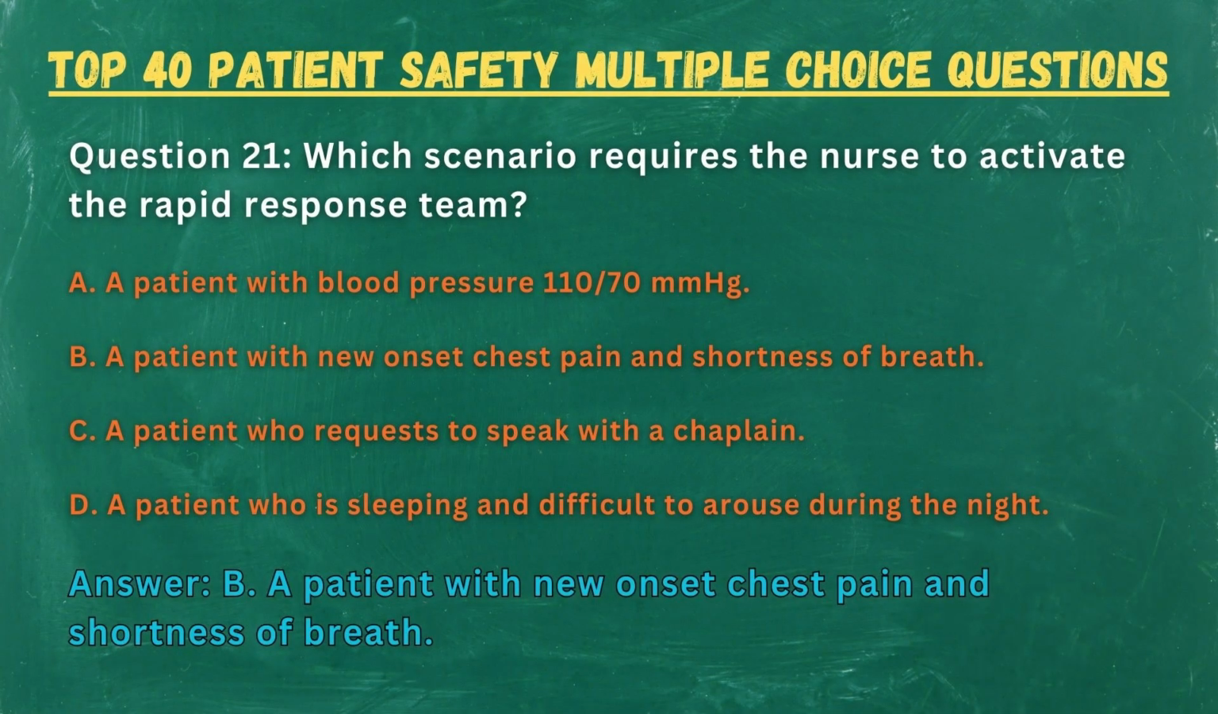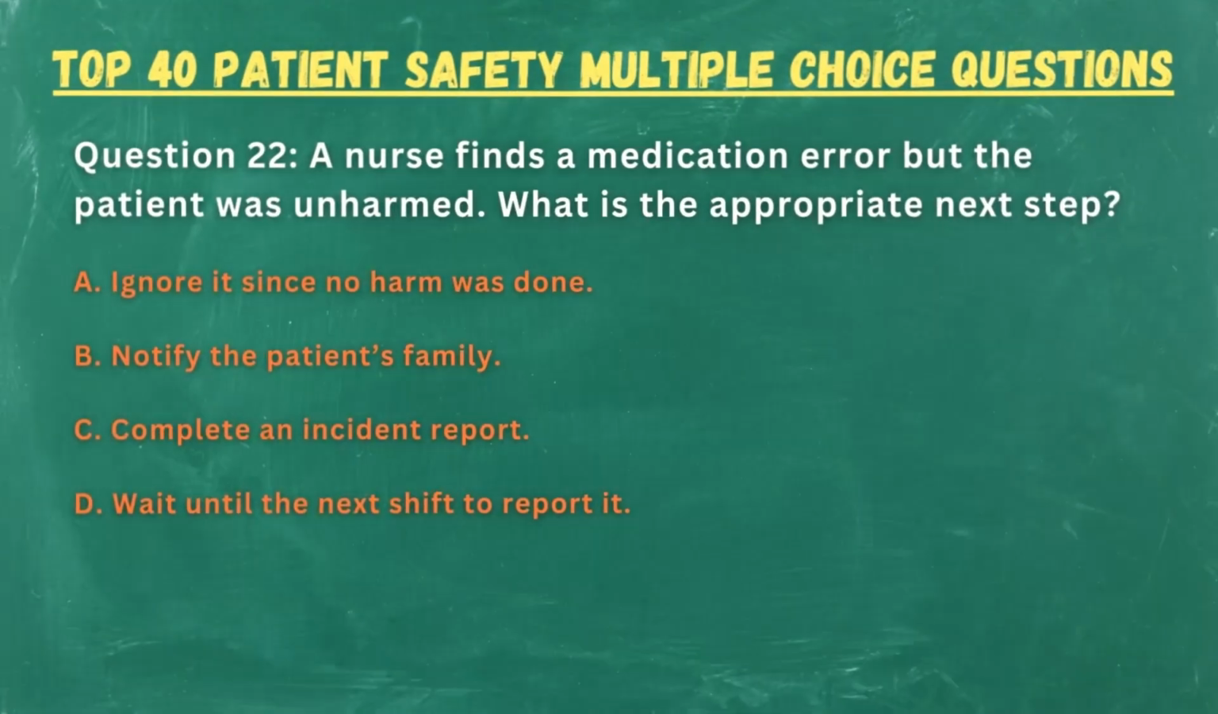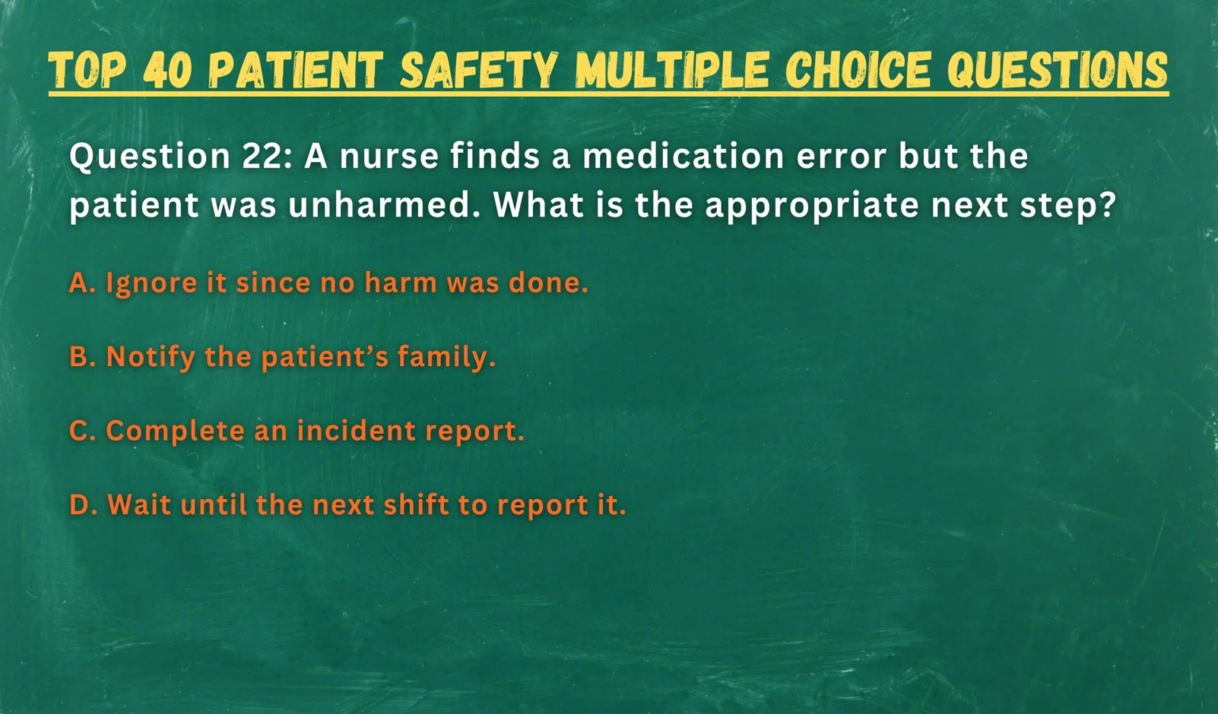Answer: B. A patient with new onset chest pain and shortness of breath. Question 22. A nurse finds a medication error, but the patient was unharmed. What is the appropriate next step? A. Ignore it since no harm was done. B. Notify the patient's family. C. Complete an incident report. D. Wait until the next shift to report it.